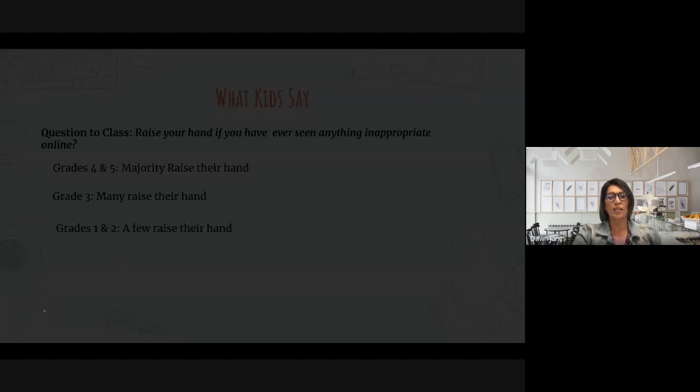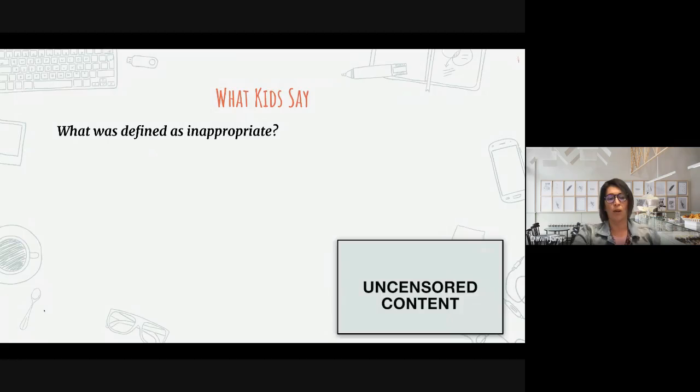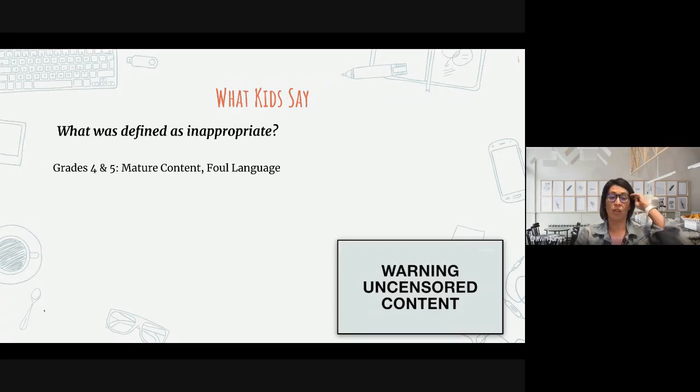So what did they define as inappropriate? The first one, grades 4 and 5: mature content, foul language. That was nudity, and it could have been pornography. They did not outright say that. I tried to guide them a little bit into defining it. We also defined it as things that you may cover your eyes and not want to see. That's how they explained it to me. They're like, nope, shut it down, walk away. Foul language came in there as well.